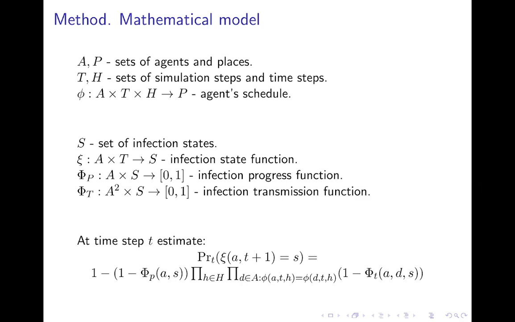Given these definitions, the goal of agent-based epidemiological modeling is to estimate the probability distribution of infection states for each agent at the next simulation step, which can be defined by the formula below. As one may notice, this formula iterates over the agents and must be computed for each of them. This is the source of the quadratic complexity of the trivial algorithm.